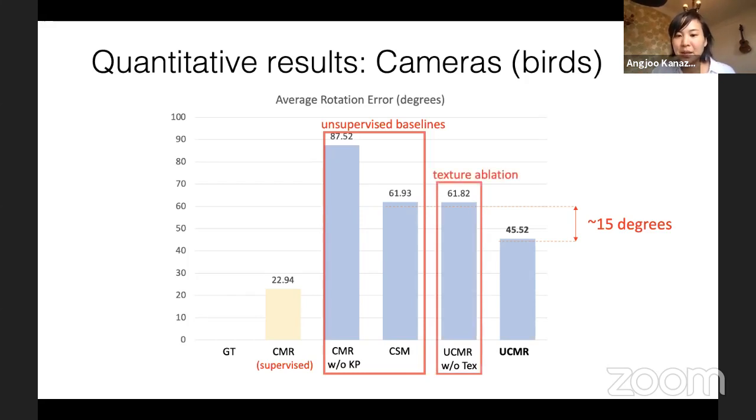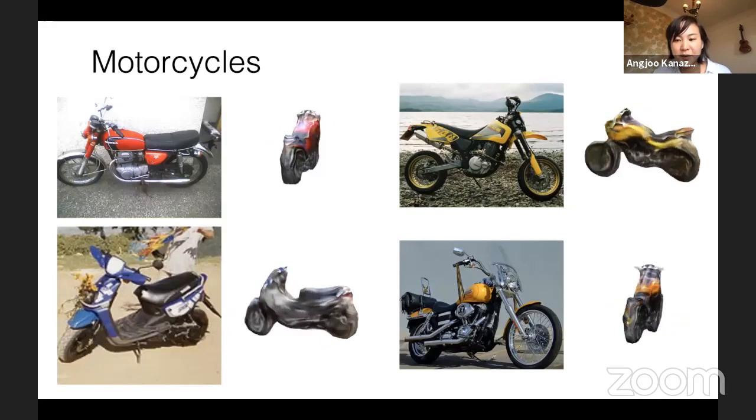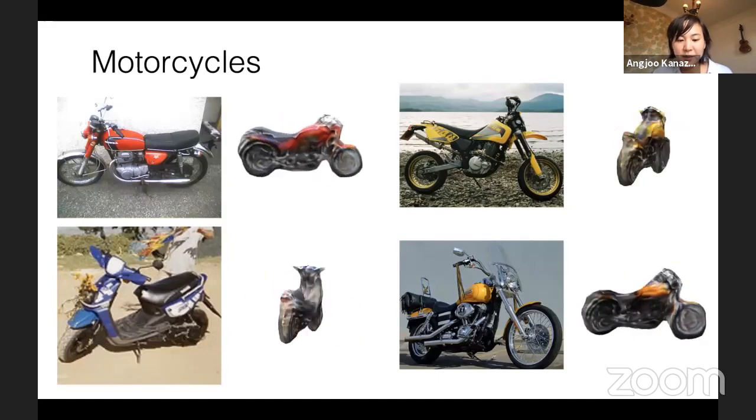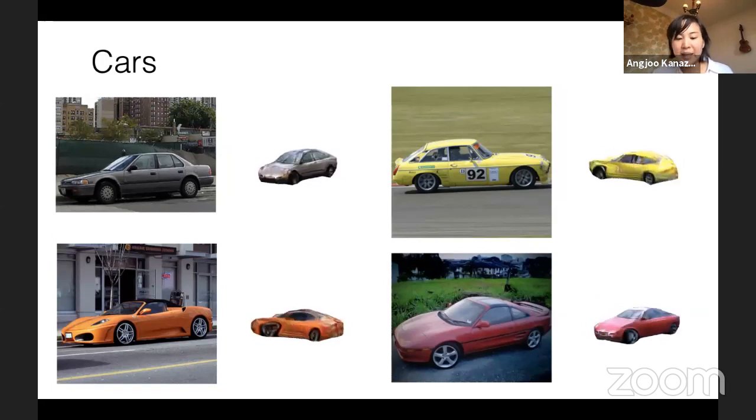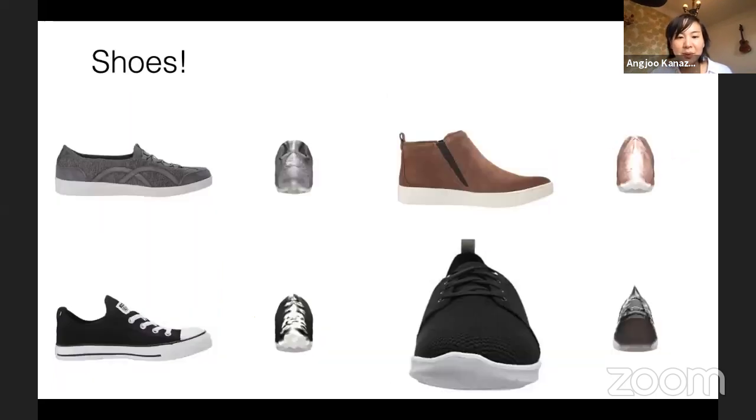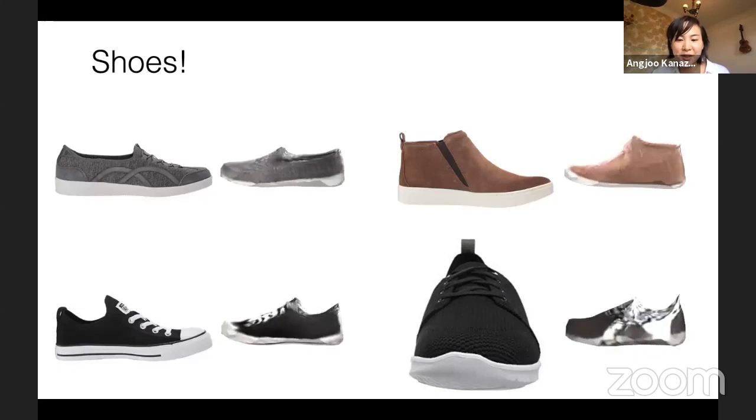Okay. All right, so here are some more results. We run it on different categories, such as motorcycles and cars. And now that we can run it on images without key points, we also collected this new data set of shoes, and we reconstructed shoes.